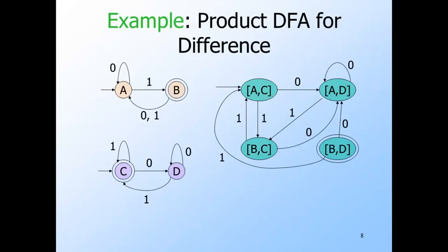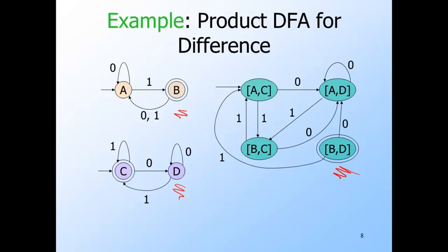Here's our favorite product automaton again. This time, BD is the only final state. Because B is the only final state of the orange automaton, and D is the only non-final state of the purple automaton. Notice that the final state BD is not reachable from the start state, so this version of the product automaton accepts the empty language.